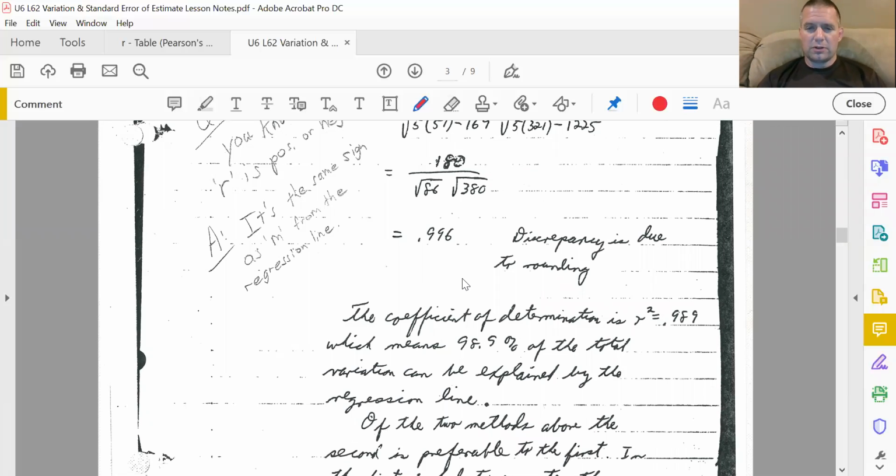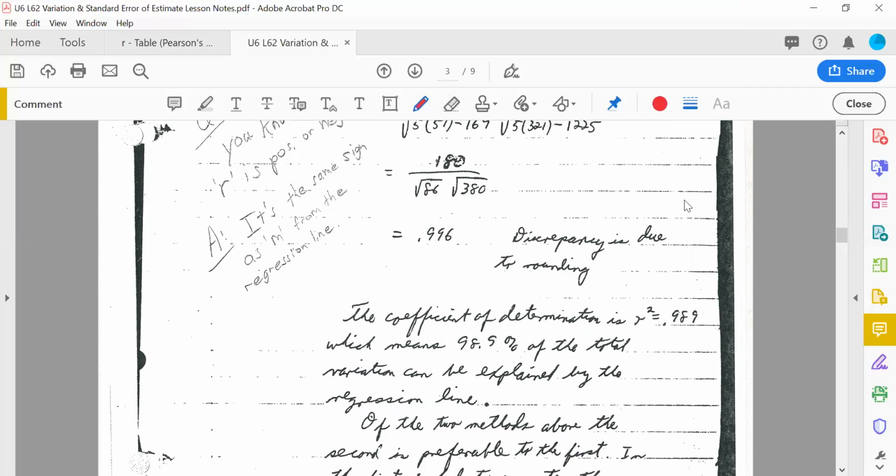the coefficient of determination is not R. I'm back on the screen. Now let me get my ugly mug off the screen here. R is 0.996. R squared, if you take 0.996 and square, you get 0.992, which means that a verbal statement, 99.2% of the total variation can be explained by the regression line.